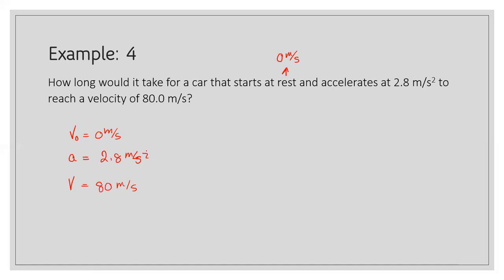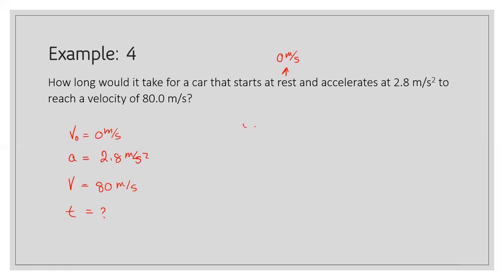which is insanely fast. I actually think this was meant to be 80 kilometers per hour, but we'll leave it be. And then our time is what we're looking for. 80 meters per second seems like a pretty high speed. Yeah, you can do the conversion on that. That's some pretty fast moving vehicle. We'll leave it be for the moment.